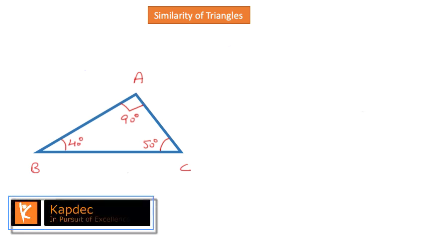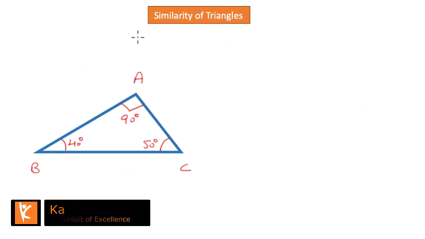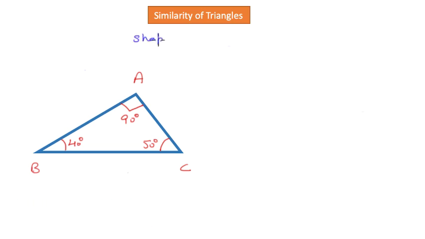As we have learned in the concept of congruency, two shapes or two geometrical figures are said to be congruent if they are identical in shape and identical in size. These are the two qualifying conditions for two geometrical figures to be identical or congruent, correct?